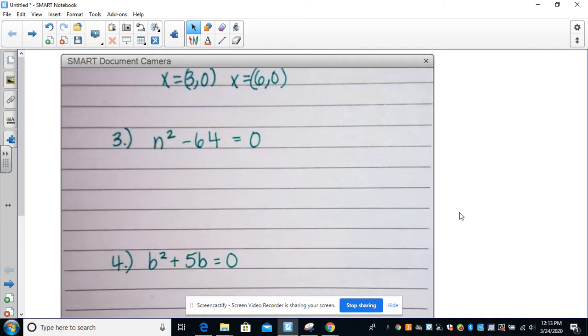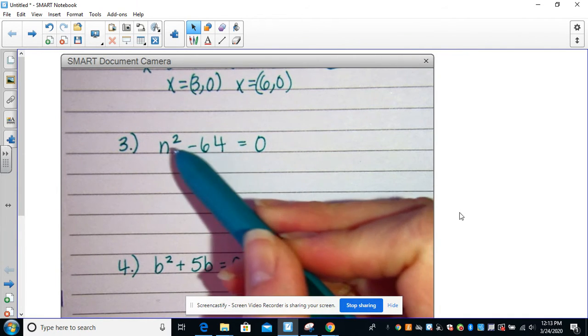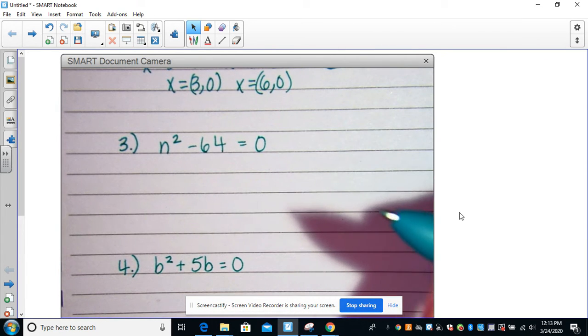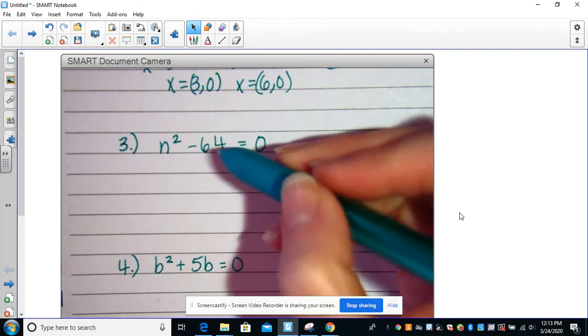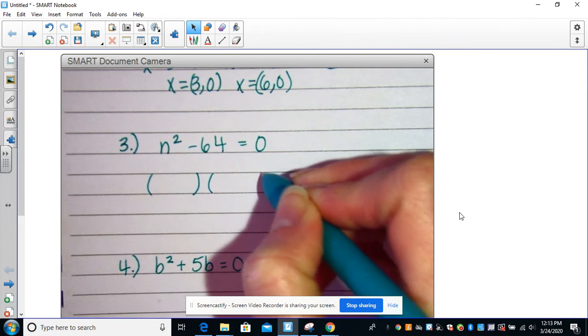Next, this one's a little different. Notice that we only have 2 terms here, and since this is a squared, we recognize or should recognize that 64 is also a perfect square. So this is a difference of 2 squares. So these are set up just like this.